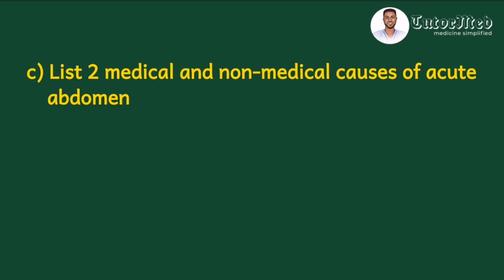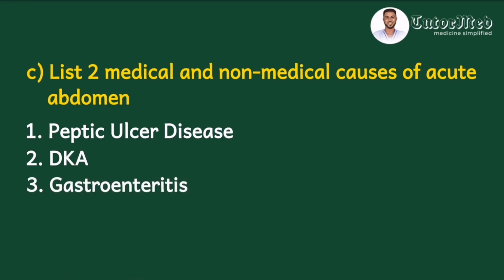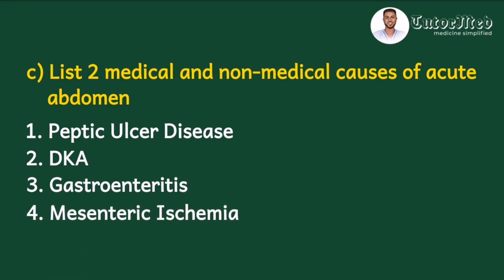For the medical causes, beginning with the medical causes, we have peptic ulcer disease. So if someone has an acute exacerbation of peptic ulcer disease, he may have a very severe abdominal pain which might mimic a surgical abdomen, but it is still acute abdomen. A patient with diabetic ketoacidosis may have features of acute abdomen. Gastroenteritis is also another medical cause of acute abdomen. Then mesenteric ischemia is also a cause of acute abdomen.